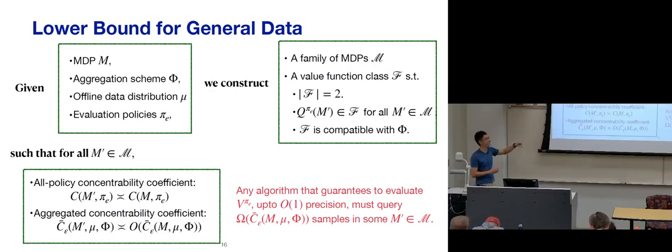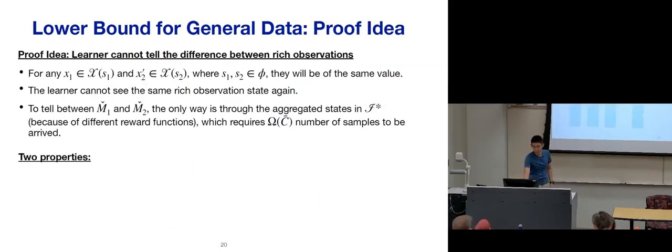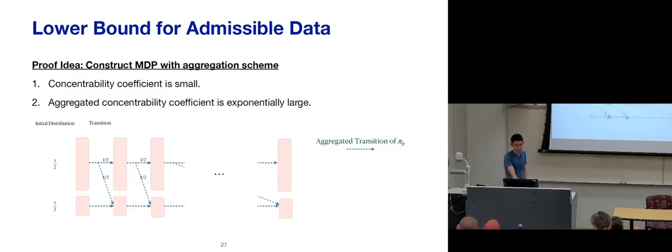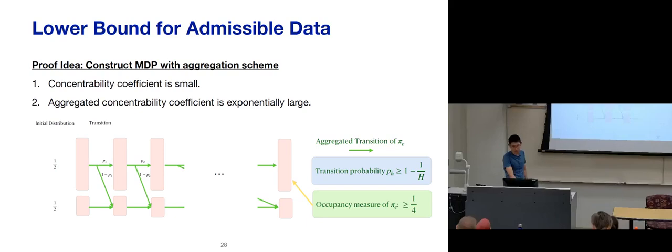For different aggregation schemes, a different class M is constructed. For every aggregation scheme, we can construct this class of MDPs M, so for a different aggregation scheme, we will construct a different MDP class. So this is how we get this lower bound for the missile data. This is across the H layers.